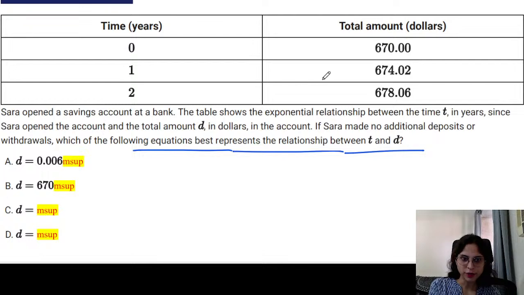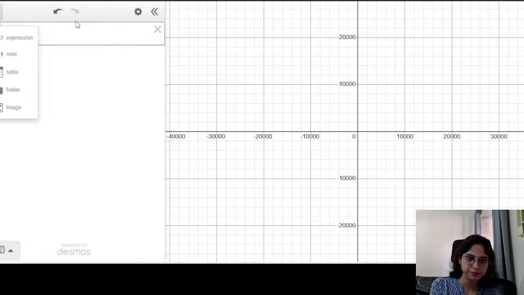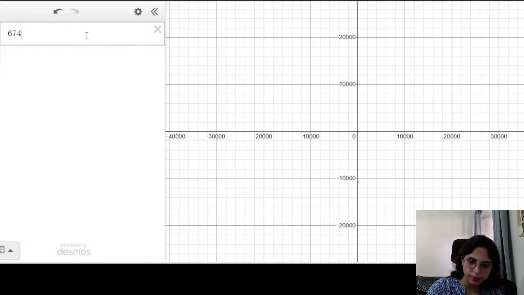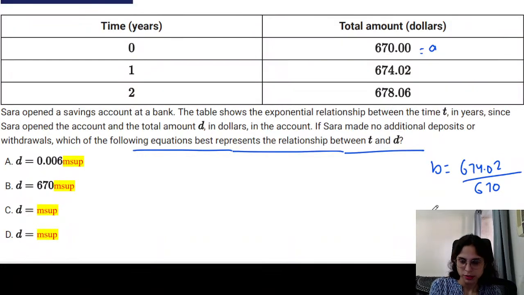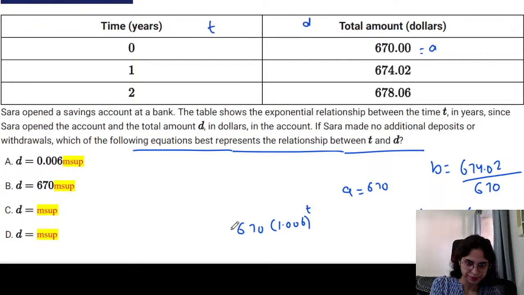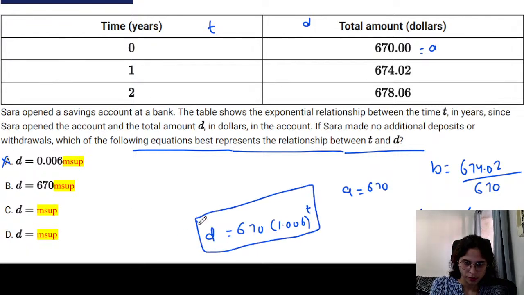Now there are two ways. The value of A is going to be 670. This is your A. And to get B, you can directly do 674.02 divided by 670. You will get 1.006. So the value of B is 1.006. Your A is 670. So the answer is going to be 670 times 1.006 to the power T equals D. Now this is D, this is T. That's your answer.